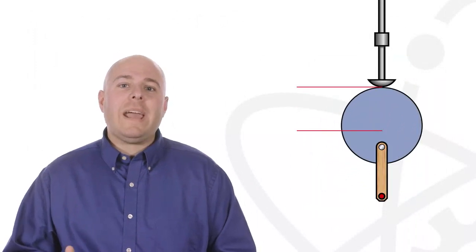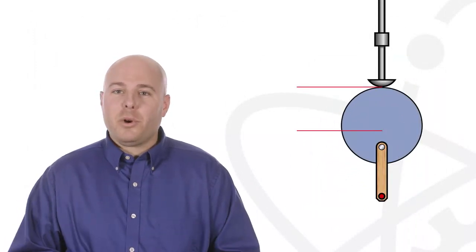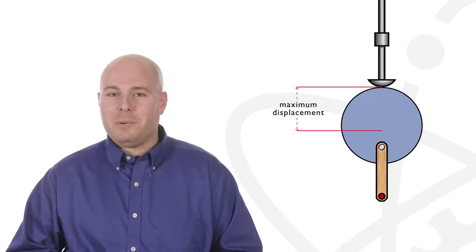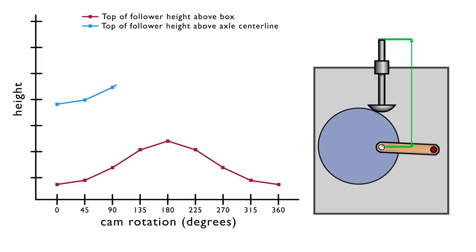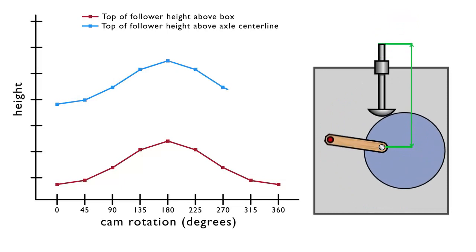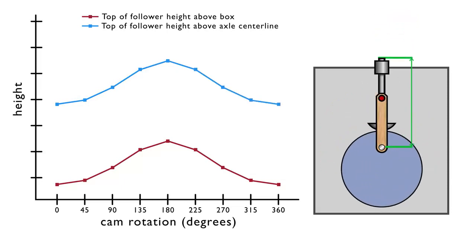In the cam assembly, the difference between the lowest and highest position is the amount of the vertical movement that the cam produces in the follower, also known as the maximum displacement of the follower. Another way that we could measure the vertical motion of the follower is the measurement from the center line of the axle to the top of the follower rod. We can create another motion graph related to the first using this measure of vertical motion.